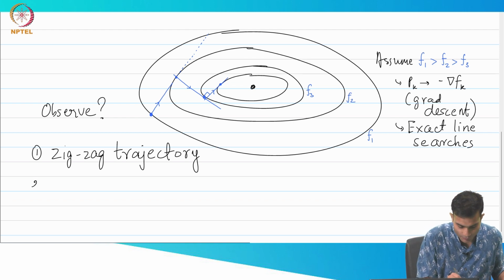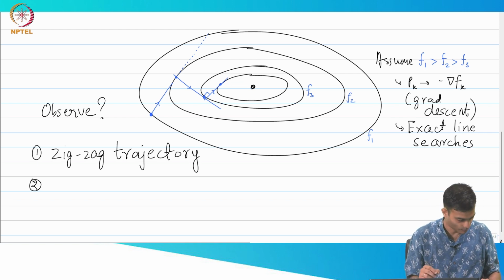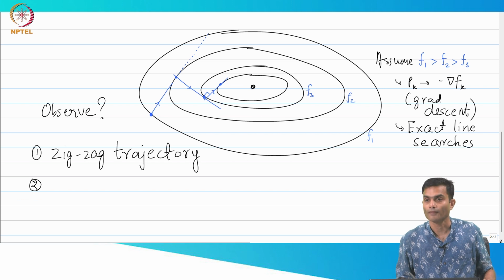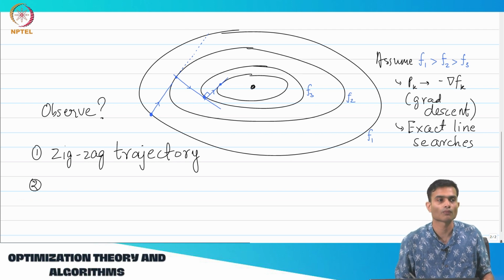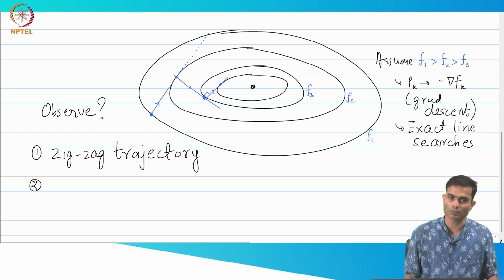What else can you observe? What about the step sizes? What do they seem to be, are they the same, increasing, decreasing? The step sizes seem to be decreasing.